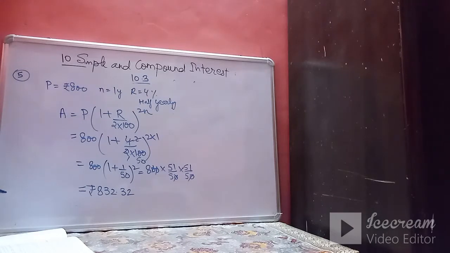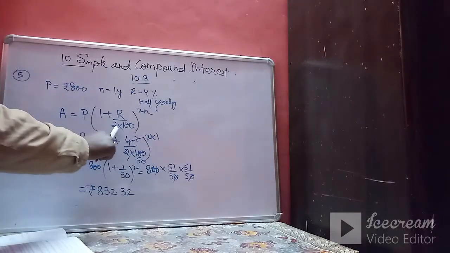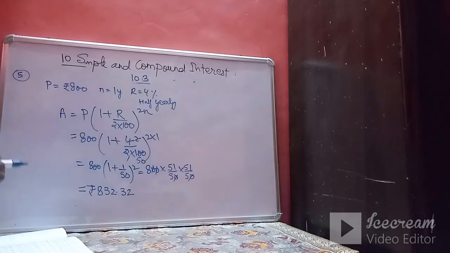So for compound interest compounded yearly, these two will not be there. For half yearly, we will divide the rate by 2 and multiply the time by 2.